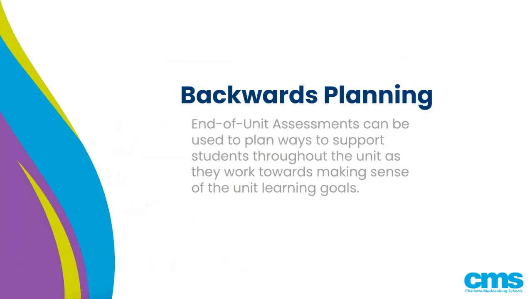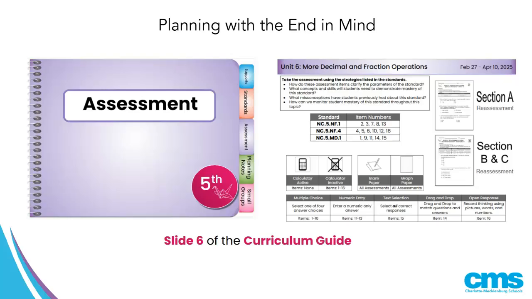All right, now we're going to do a little bit of backwards planning. Looking closely at the end of unit assessment before teaching the unit will deepen your understanding of what students need to know and be able to do by the end of the unit. Assessment resources are located on slide 6 of the curriculum guide. This unit has 2 assessments because units 5 and 6 are both very long, and it would have only allowed 1 formal grade in quarter 3 if the assessment had not been broken into 2 parts.